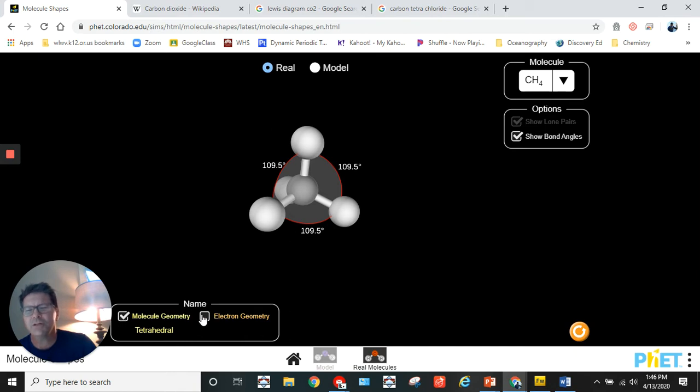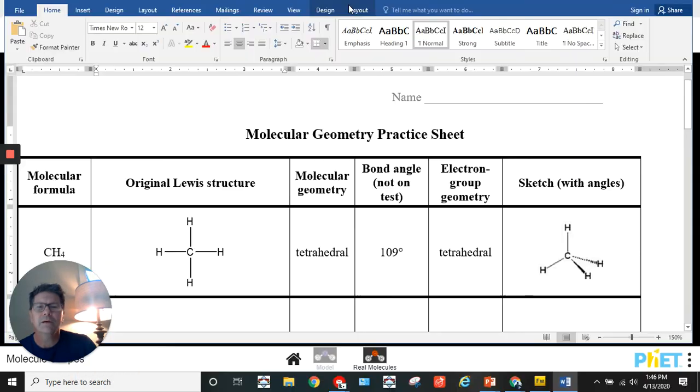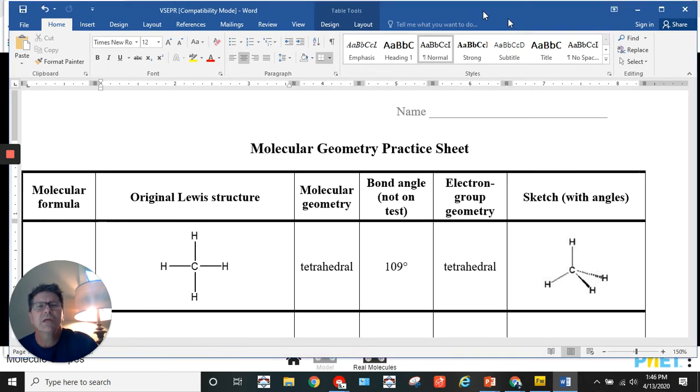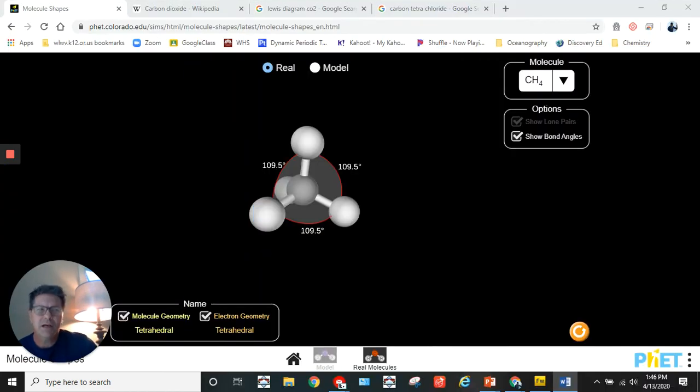Now there's something called electron geometry, and for molecules that have all of their electrons in bonds, the electron geometry and the molecular geometry are the same. You'll see that on the worksheet as well, tetrahedral and tetrahedral. And there are bond angles. Those bond angles on tetrahedral compounds are always going to be around 109.5.